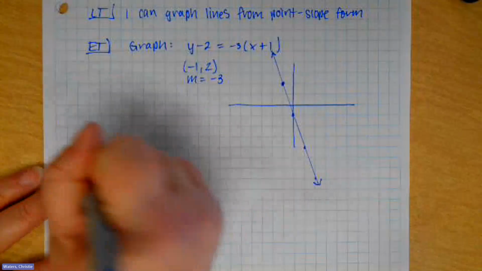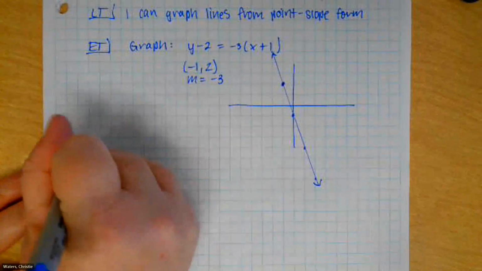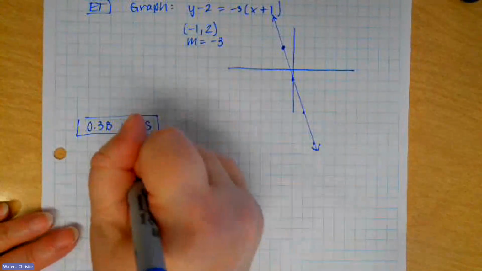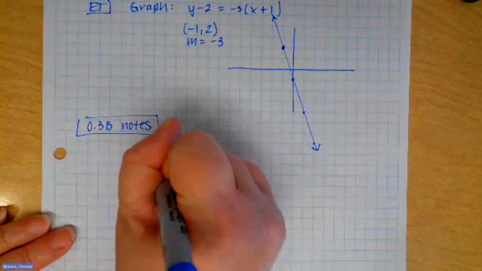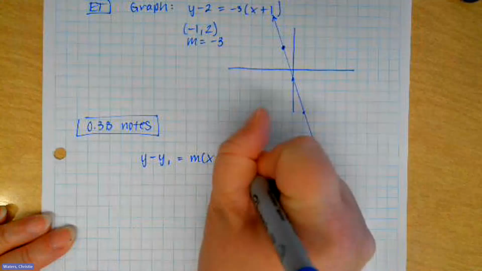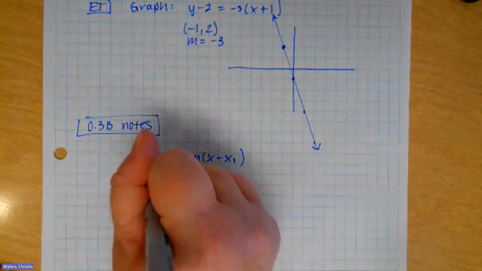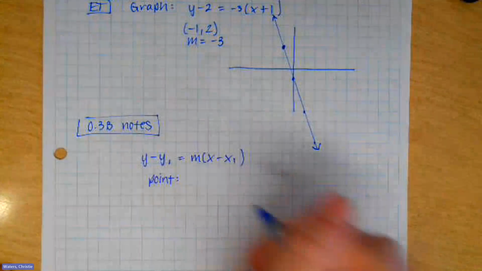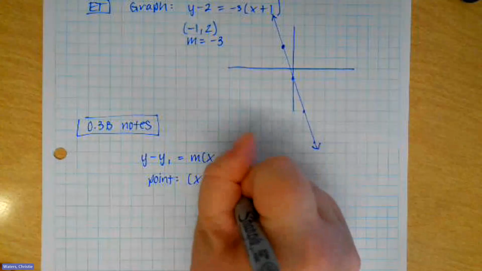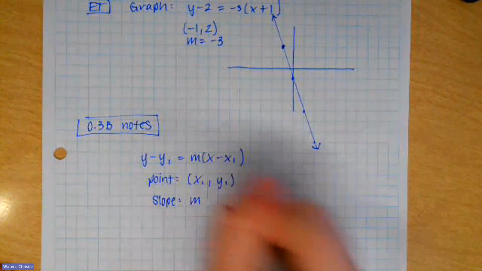So for our notes, again, we're graphing lines from point slope form. So I'm going to write out point slope form. Y minus y1 equals m times x minus x1. And from point slope form, we can gather a point. And the point is going to be x1 comma y1. And we can gather the slope. The slope is going to be the m.